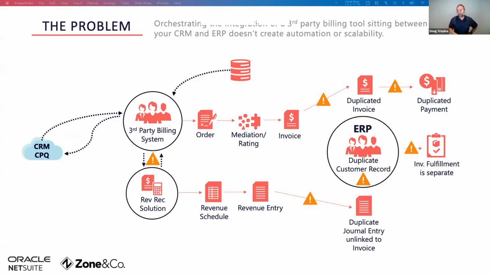There's a duplicate record that has to be maintained, and duplicate payments that have to be reconciled back into the third-party billing system. This system might also have a revenue recognition component that you're managing, perhaps on a spreadsheet, but if you're using advanced revenue management within NetSuite, you'll have to reconcile that as well. Then you'll have a duplicate journal entry unlinked to the invoice. And if you're doing any fulfillment for inventory, that's a completely separate exercise. It's a hairball scenario that we see most often with clients we start working with.